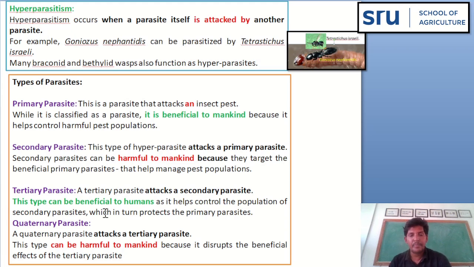Next, quaternary parasites attack tertiary parasites. These are harmful to mankind because they are attacking beneficial tertiary parasites. See here, odd-numbered parasites are beneficial and even-numbered parasites are harmful to mankind.